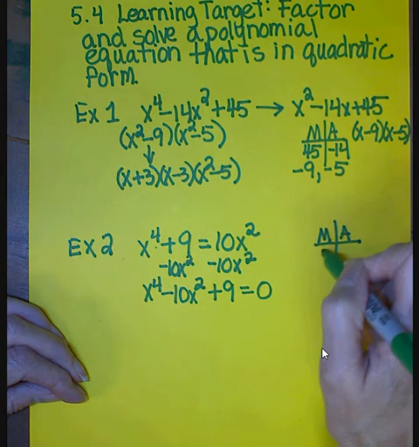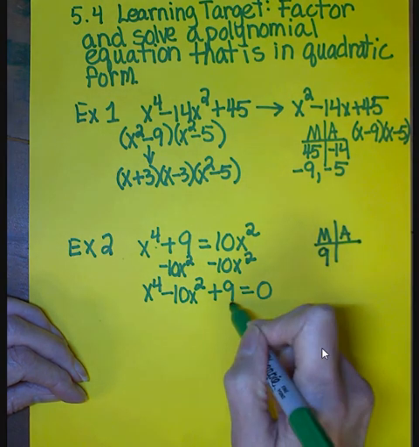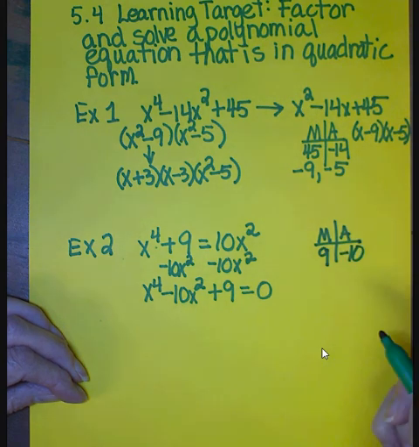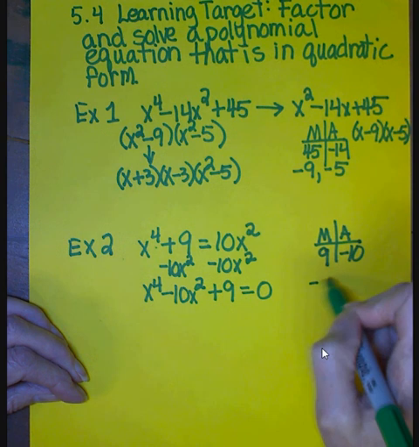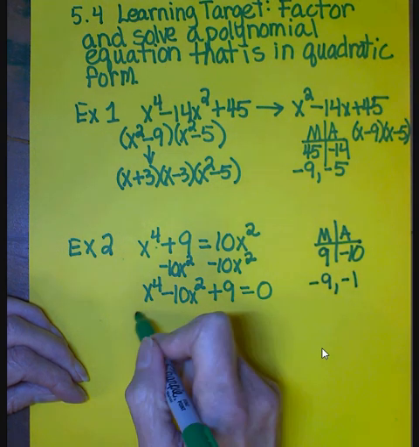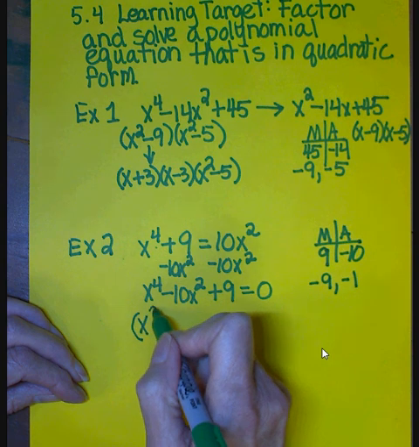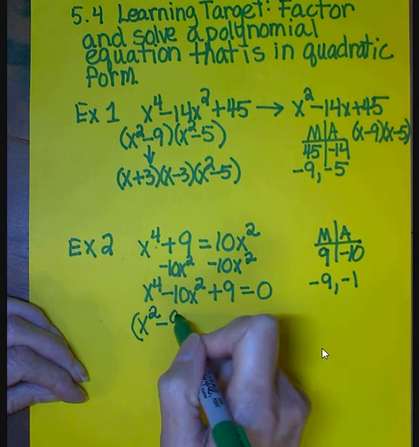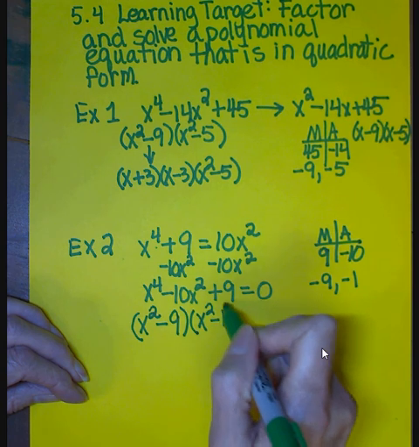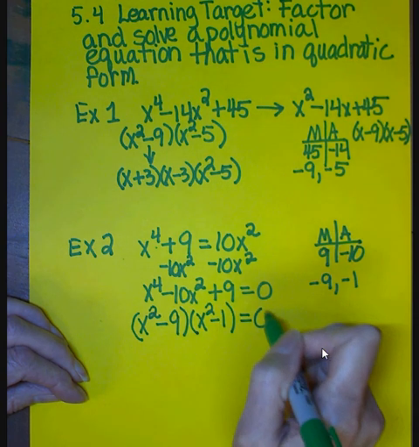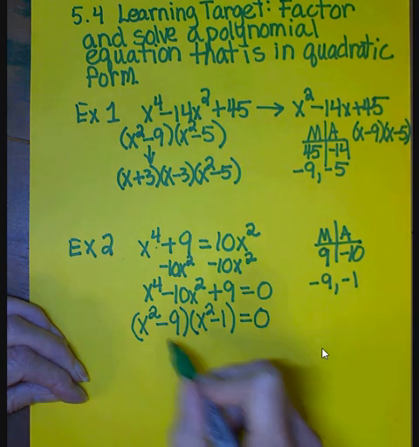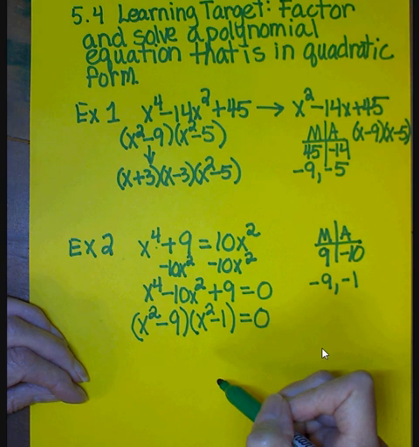So I'm going to do my multiply to b, two numbers that multiply to be 9, and add to be this number negative 10. Okay, that would be negative 9 and negative 1. So when I go to my factors, remember again that this has to be x squared minus 9 and x squared minus 1. I just use these two numbers in my factors. Both of these can be factored again.